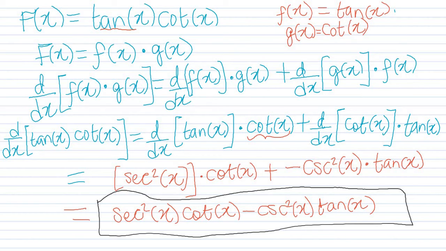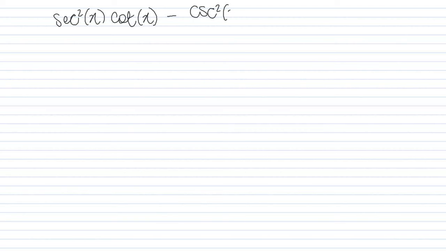So we're going to rewrite what I have in the black box here as secant square x cotangent x, minus cosecant square x tangent x. So the first thing we have to do is break down all of this. What did we say when we're trying to break this down? My goal is to break down all of this information in terms of sine and cosine.